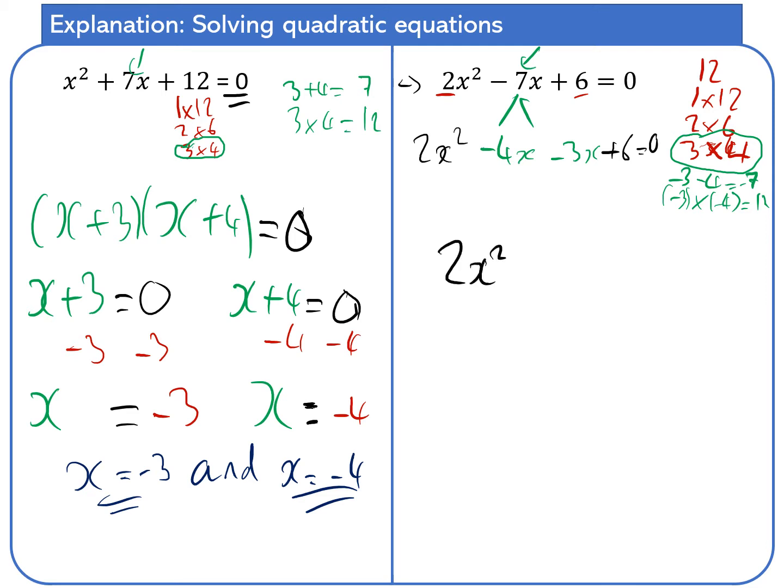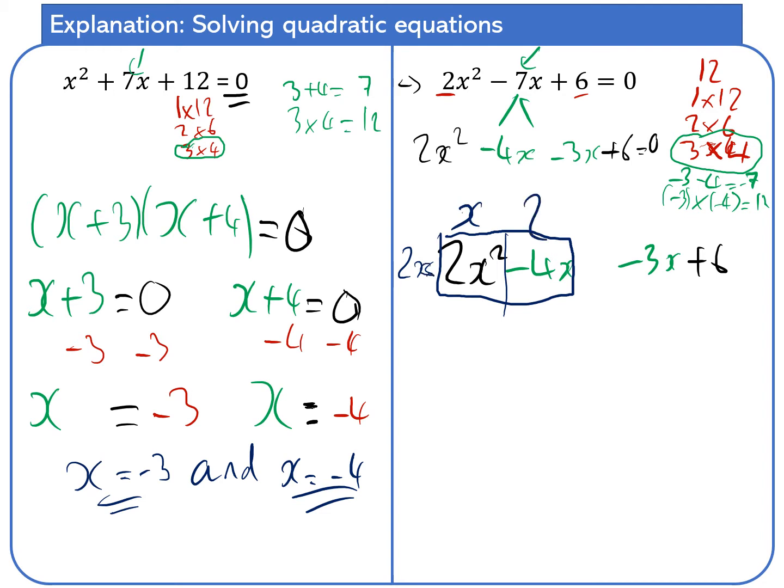I've got 2x squared minus 4x, leave a gap, minus 3x plus 6, and I factorise this one. What goes into both? 2 and x, so that's 2x. 2x times x is 2x squared. 2x times 2 is 4x, and that's got to be negative. Let's do the other one. Now that minus 3x is going to cause us issues, but we should know the top of those should be the same, so that'll be x minus 2 as well.